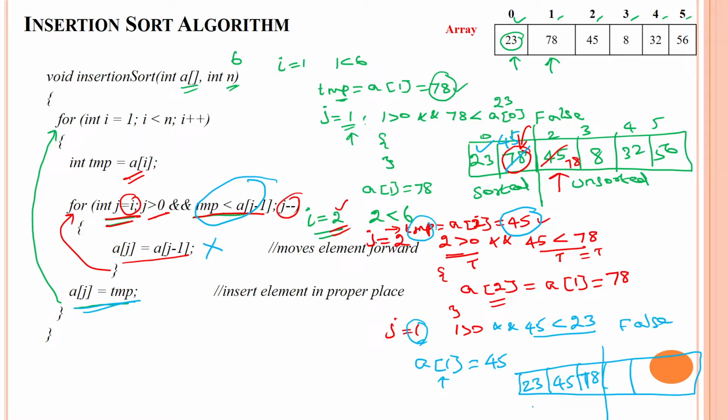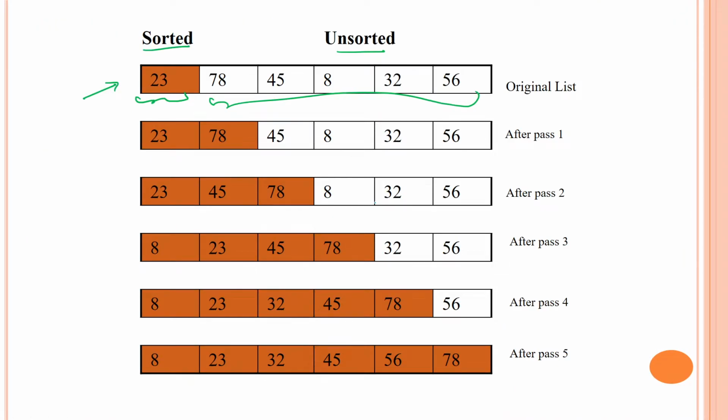So this is the sorted portion now, and this is the unsorted portion. Here we have 8, 32, 56. Index is 0, 1, 2, 3, 4, 5. So after the second pass, this is the array we got. Like this, after the second pass we got 23, 45, 78 here. That is the output we got in this location. So after pass 2, this is the output.